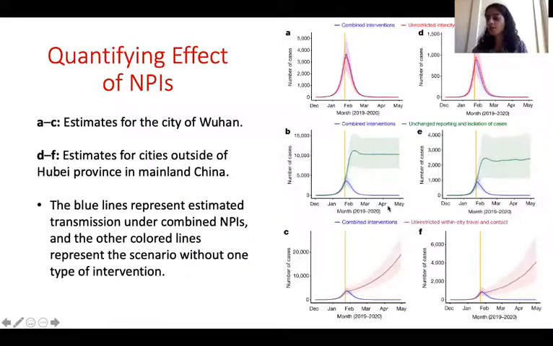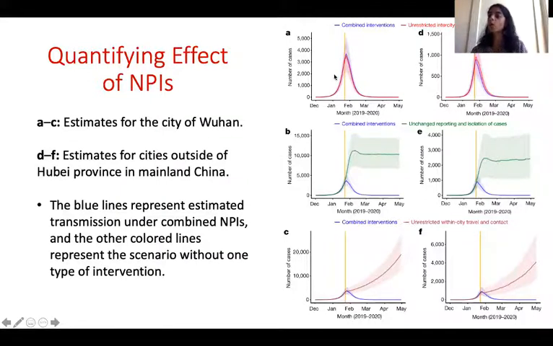So if we look at A and D, this shows unrestricted intercity travel for the cities in Wuhan and outside of the Hubei province. And we can see that in A, the combined interventions are in blue, and the unrestricted city travel, so taking away this one restriction or this one NPI from the actual population, is in red. And we can see that there really isn't too big of a difference between them. So it seems that travel restrictions don't really affect this number of cases and this spread of COVID as much as would other NPIs, because the number of cases don't really change if we take away these travel restrictions.